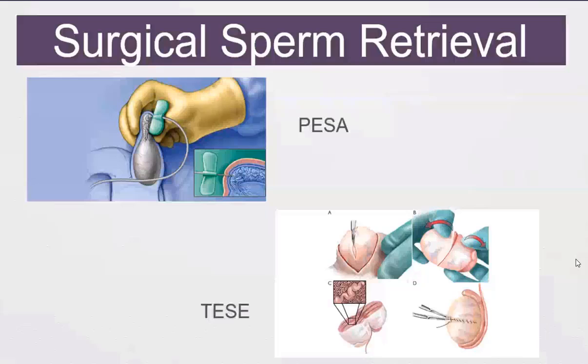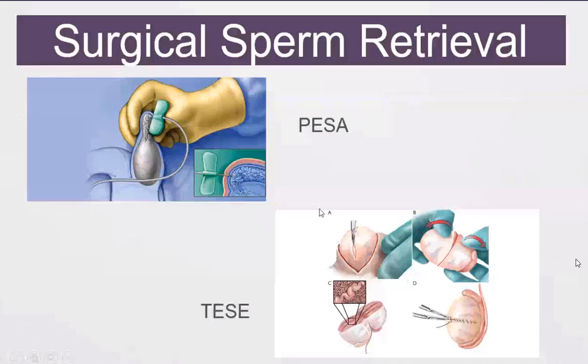So the last slide will show you the procedures that we do. This is how we do PESA. Basically, this is done under anesthesia. We will puncture the epididymis of the patient, and we will aspirate the fluid and look for sperm under the microscope.